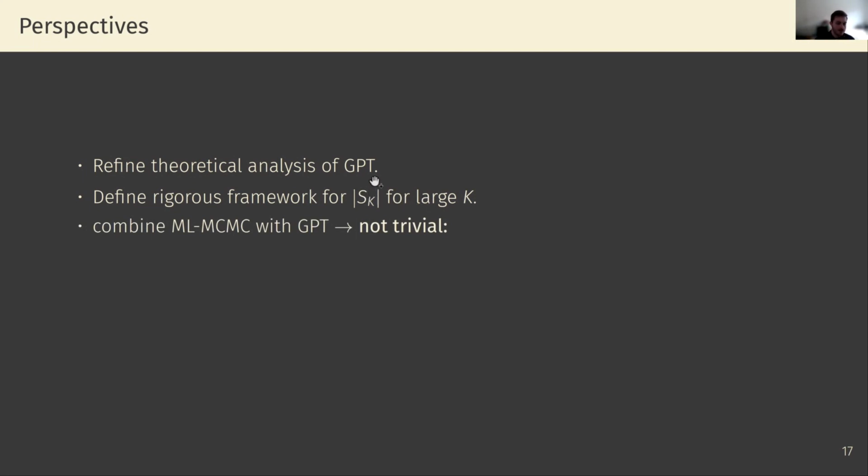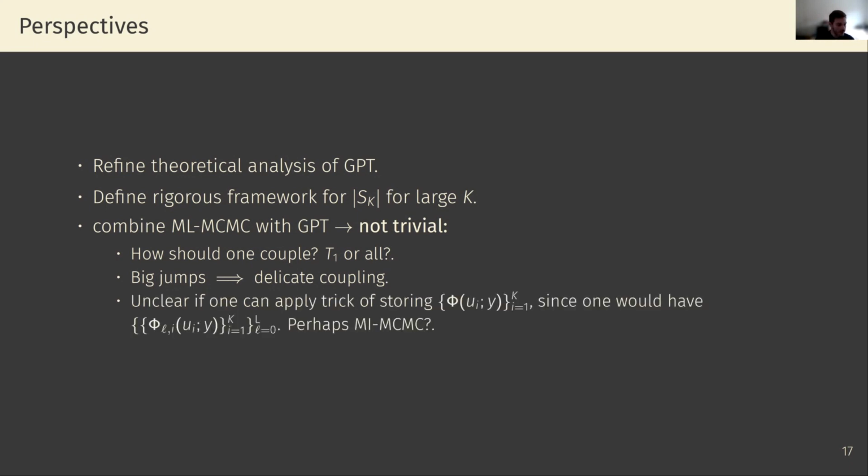And the third one, which I mentioned 2 weeks ago, was to combine these tempering approaches with multi-level Markov chain Monte Carlo, which is not necessarily trivial, in the sense that it's not immediately obvious whether one should couple these multi-level chains for just temperature 1 or for all temperatures. Since these methods take big jumps, that is not necessarily something that you want to happen in a multi-level MCMC type of algorithm, because you might inflate the variance. So one needs to be extra careful with that.